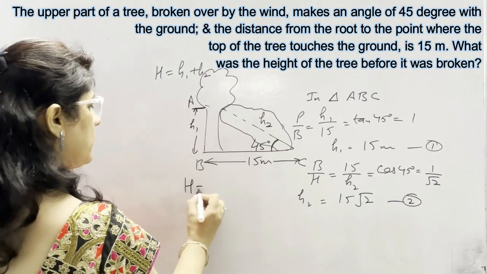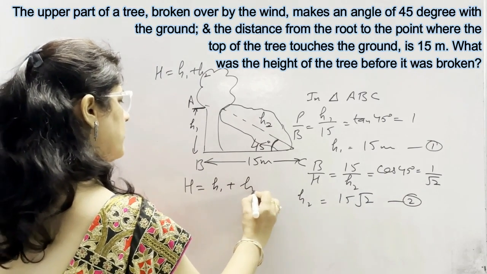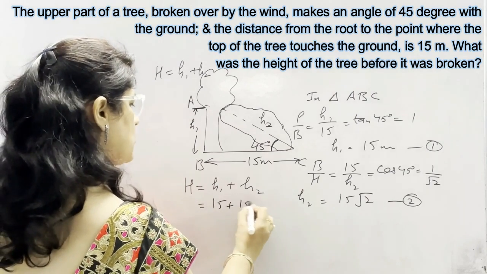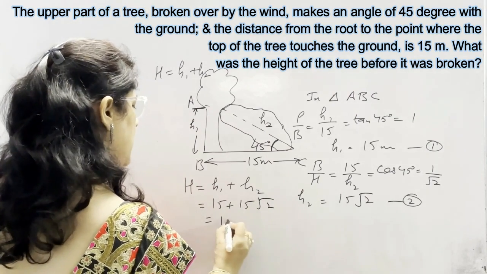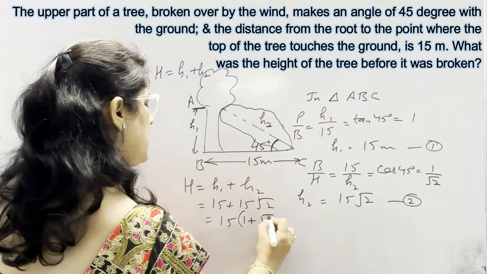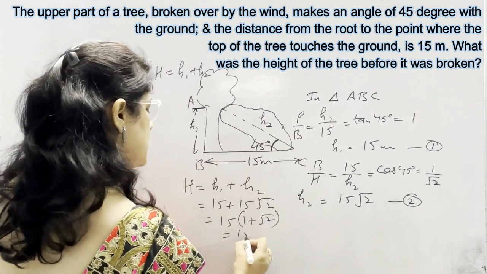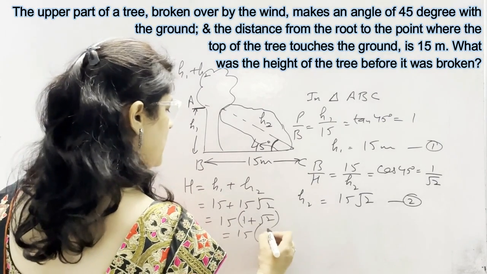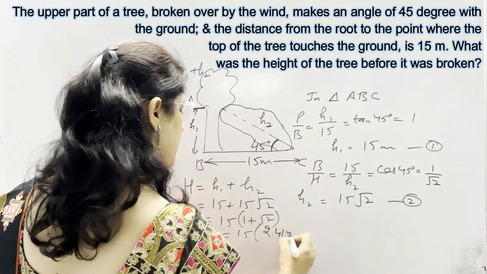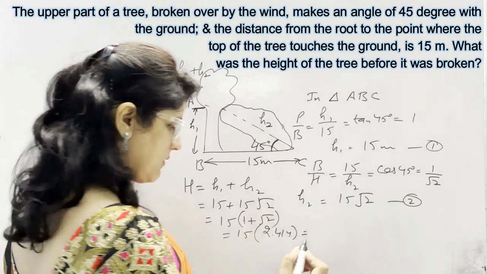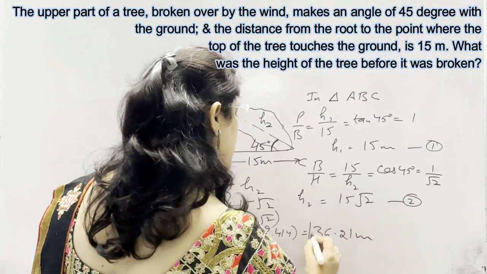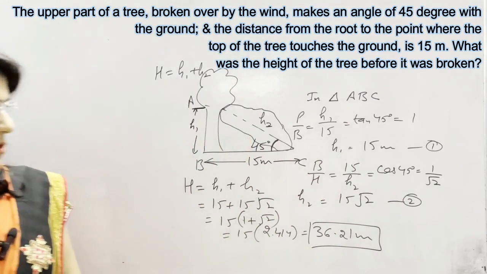Now the total height of the tree is h1 plus h2. h1 is 15 meter and h2 is 15 under root 2. Taking 15 common, 1 plus under root 2, it means 15. Value of under root 2 is 1.414. So plus 1, it means 2.414. And after multiplication, we will get the value 36.21 meter as the total height of the tree.